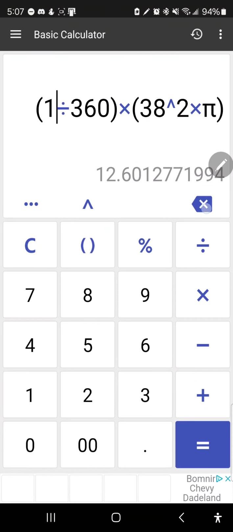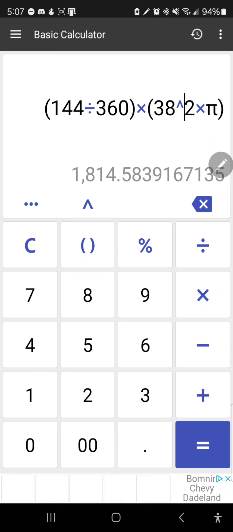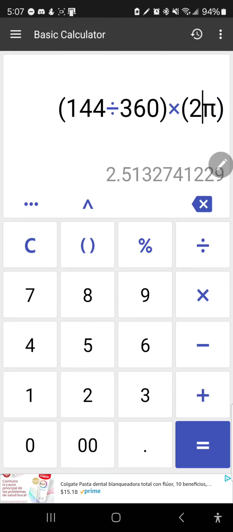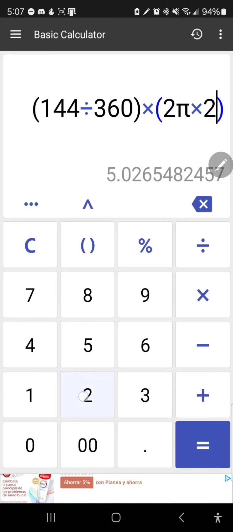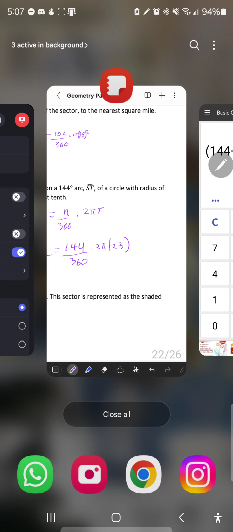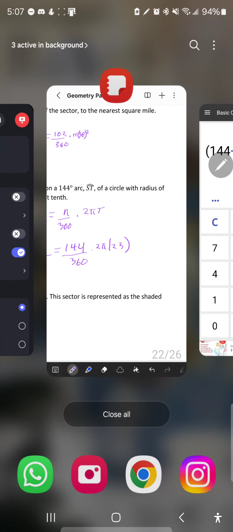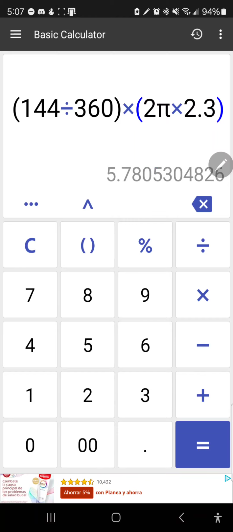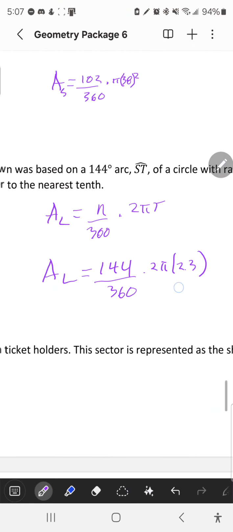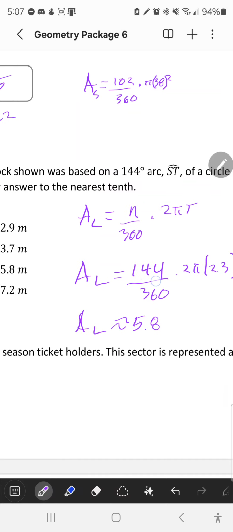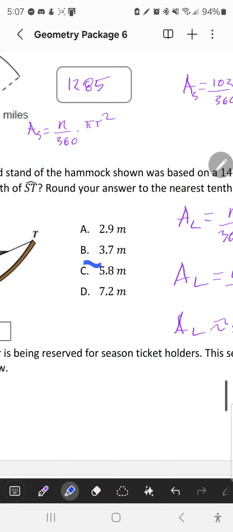We go here, we say 144 over 360 times 2 pi times r, which is 2.3. And they say round to the nearest tenth, so 8 is greater than 5, so it will be 5.8. Approximately 5.8, which is choice C.